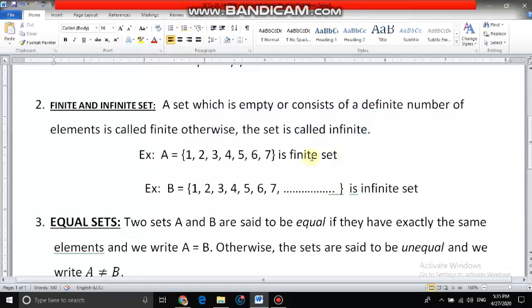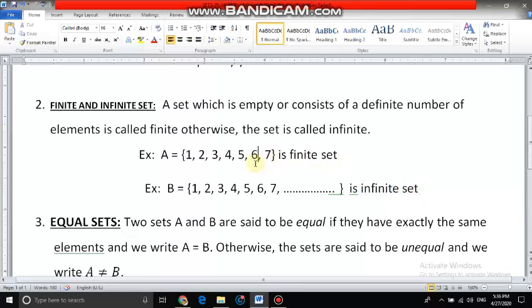Okay. So take an example of a finite set. If I take A as 1, 2, 3, 4, 5, 6, and 7. So there are only 7 numbers. I can count them. Okay. So that's why we call it a finite set, because there are a finite number of elements in the given set. If I take set B, 1, 2, 3, 4, 5, 6, 7, 8, 9, 10, and so on. So I have taken all the natural numbers in set B. Do you think natural numbers are finite? No, they are infinite. That's why we call it an infinite set.